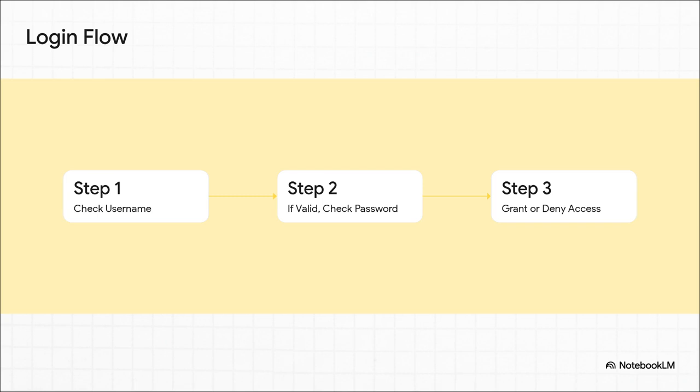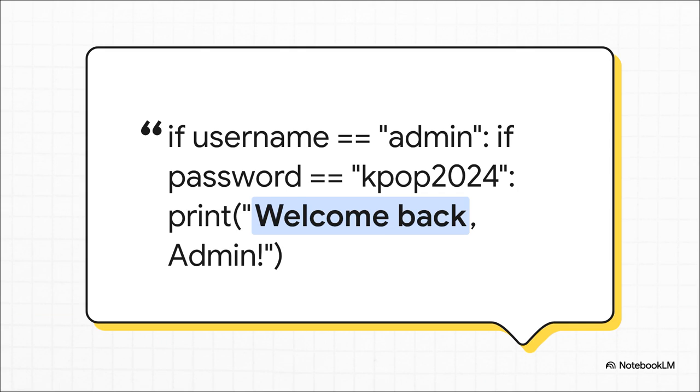First, you check the username. Only if that's right do you move to step 2, you check the password. And then, based on that final check, you either get in or you don't. The flow itself is already nested. And here's the code that makes it all happen.